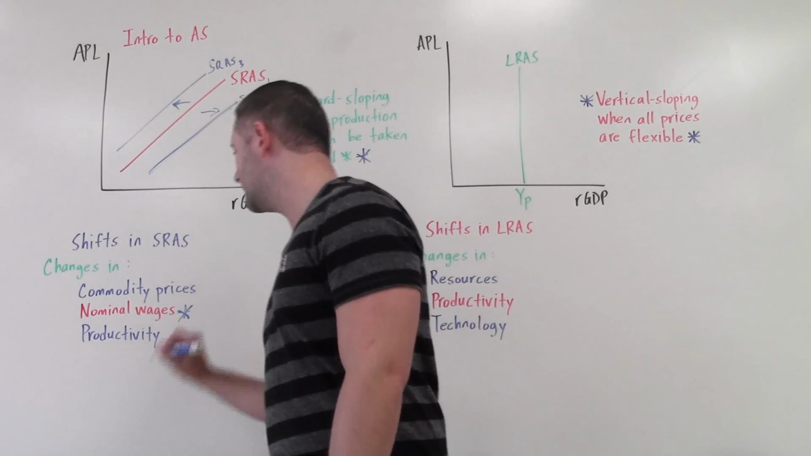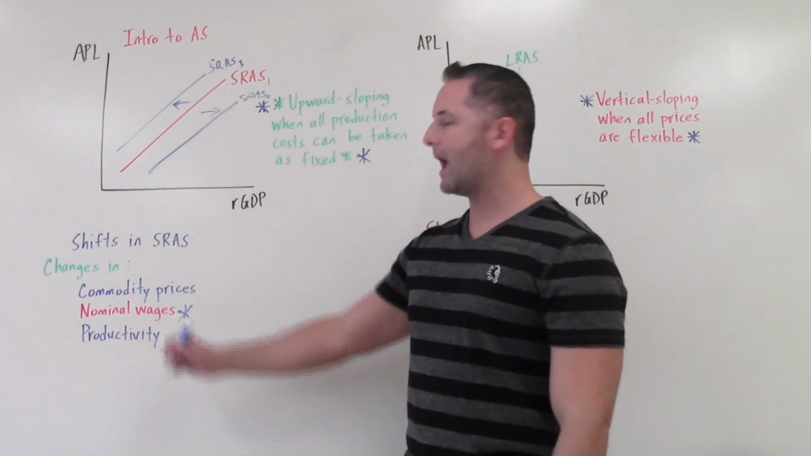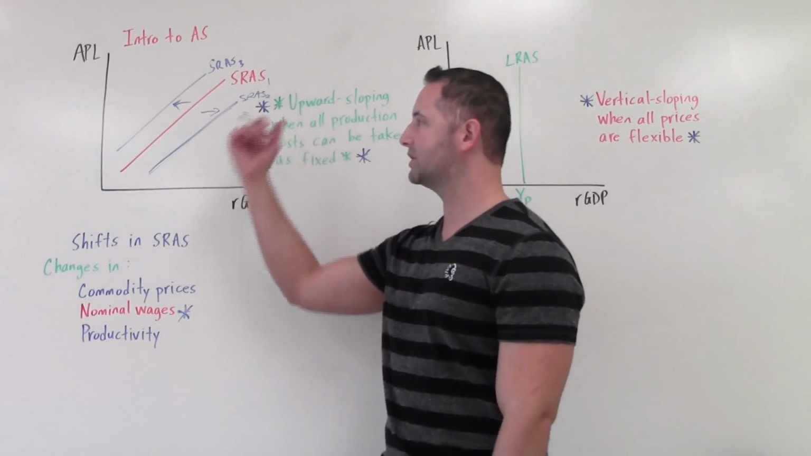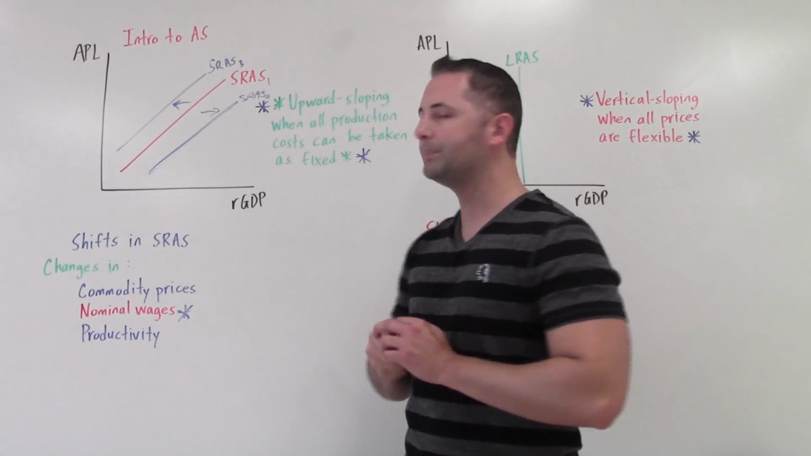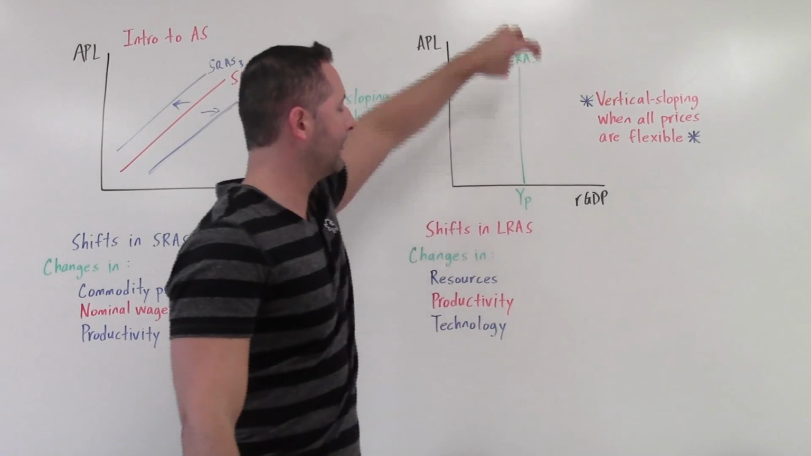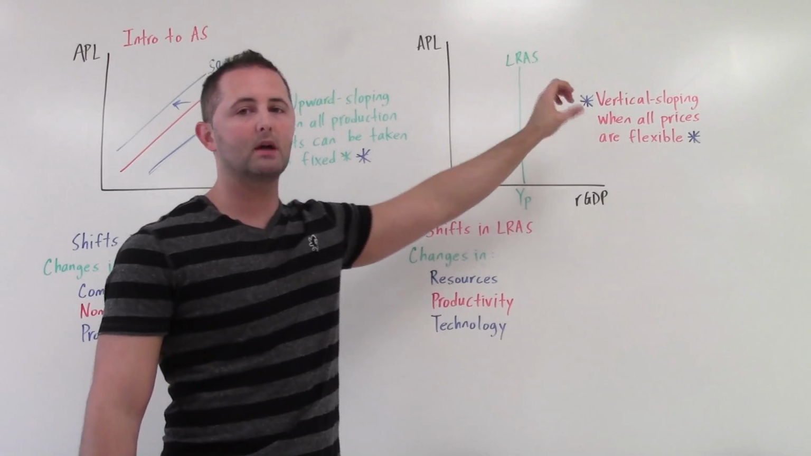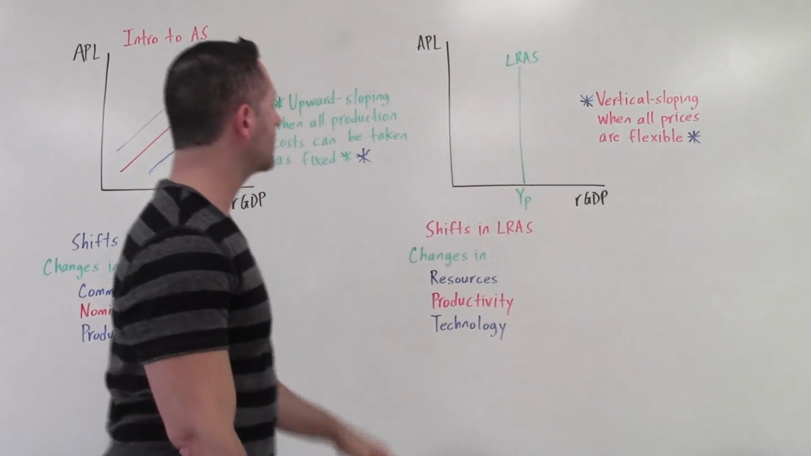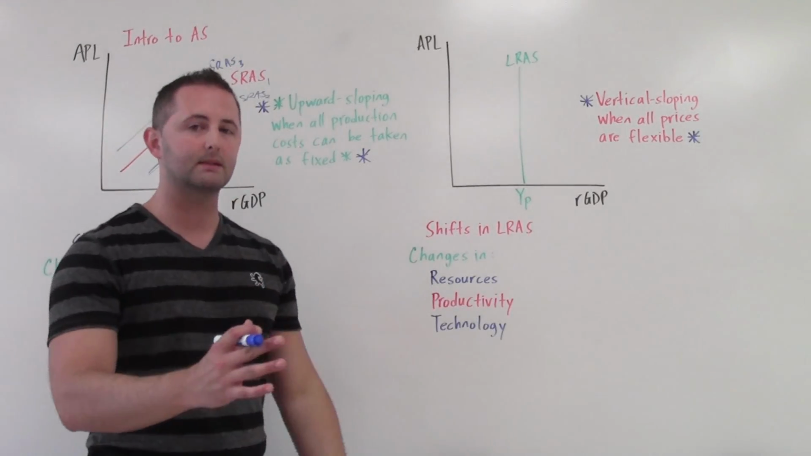That's probably the one that is going to be 8 times out of 10 that we're really going to care about. And productivity. More productive shifts supply right, less productive shifts our SRAS to the left. Now in the long run, we notice that it is vertical. This is vertically sloping when all prices are flexible. So we're talking about here, it's upward sloping when you can say that production costs are fixed.